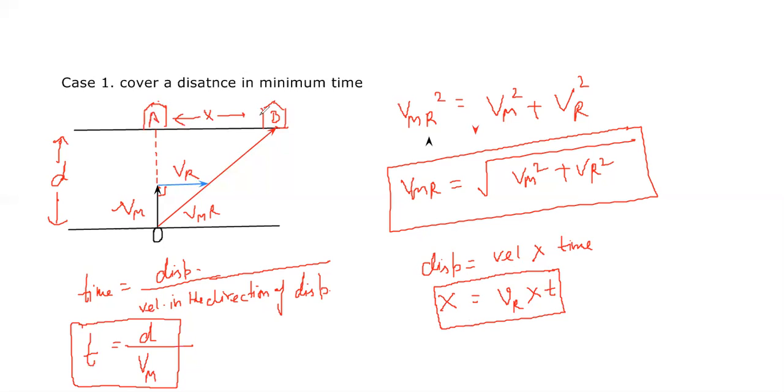One more question: what is the angle with the bank? This angle can also be calculated from the diagram. Tan theta equals perpendicular upon base, so Vm upon Vr. Tan theta equals Vm upon Vr. This is clear to all of you. Okay, friends, now case number two.